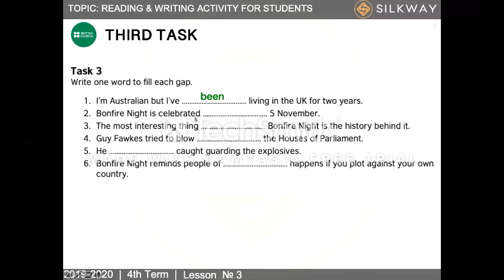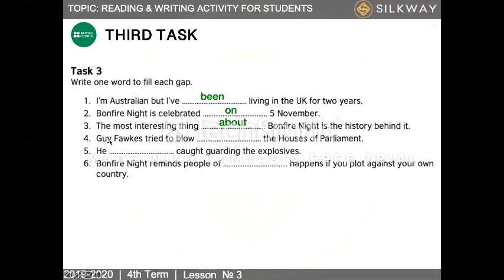Bonfire night is celebrated blank 5th November. What is your answer? On. Bonfire night is celebrated on 5th of November. How about number 3? The most interesting thing blank bonfire night is the history behind it. And your answer is about. Very good. The most interesting thing about bonfire night is the history behind it.